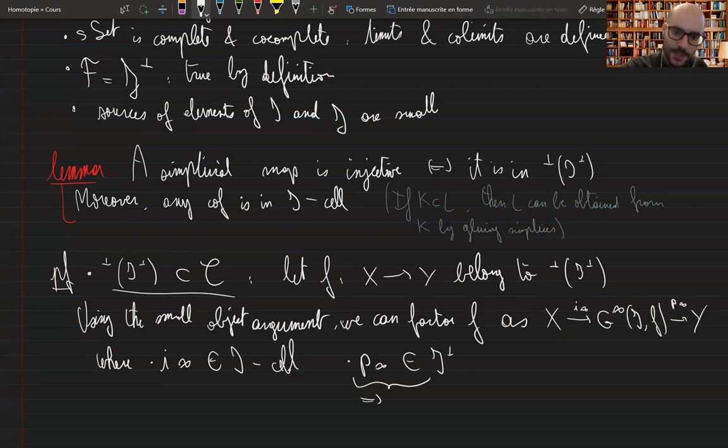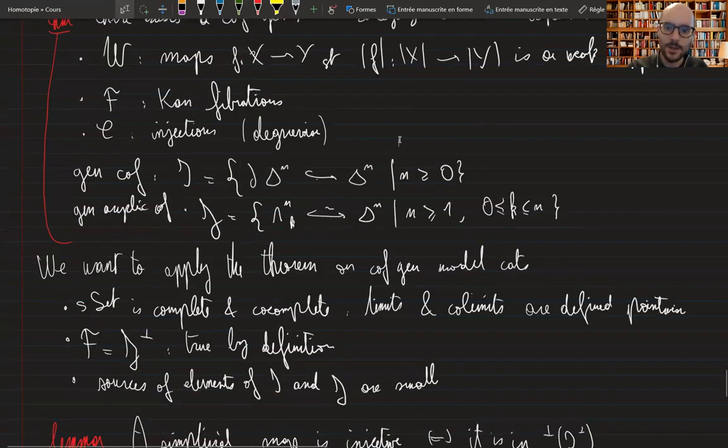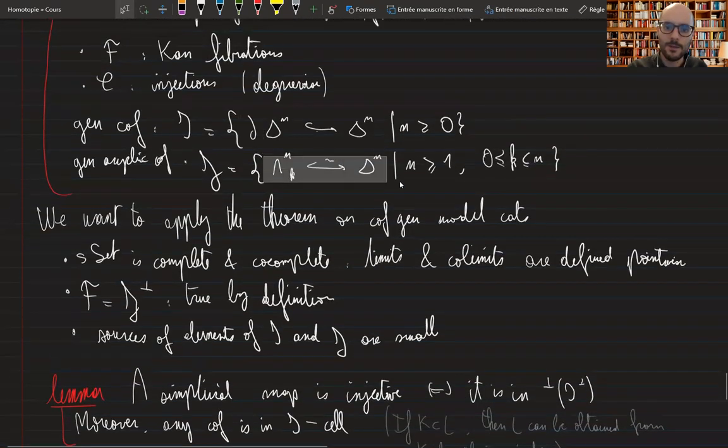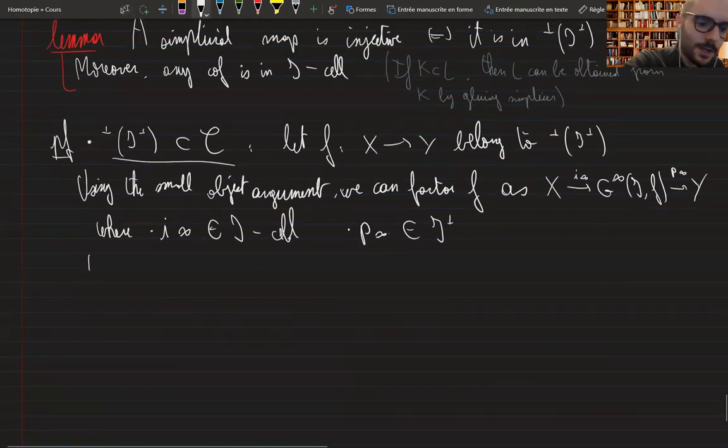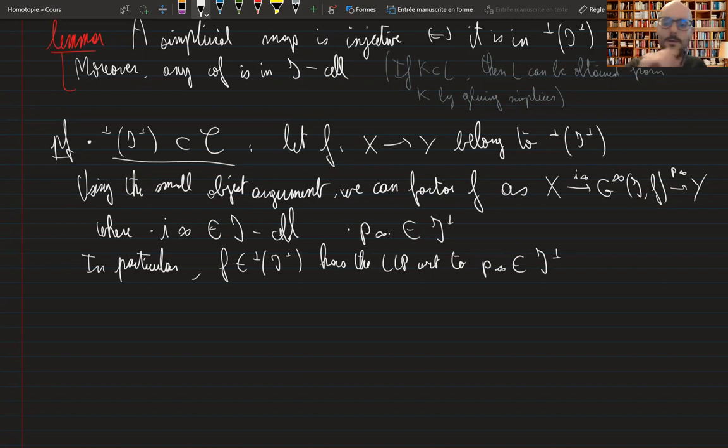All right, so in particular, by definition, P is a Kan fibration. No, that's not what I want to say. Sorry. It's not a Kan fibration because if you recall, I is this map, just the boundary into delta n. So it doesn't necessarily have a right lifting property with respect to this one. All right, so in particular, F belongs to this thing here, has the left lifting property with respect to P infinity, which is in this thing here, right?